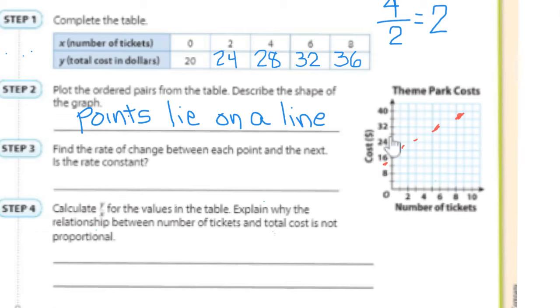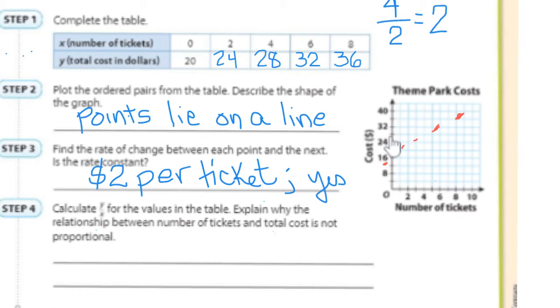So the rate of change is $2. And that goes up $2 per ticket. So for every ticket we buy, it goes up $2. Is the rate constant? Yes, it is. You'd say yes for the second question.